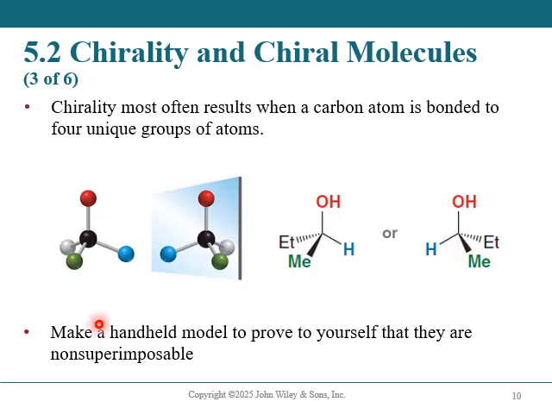Chirality most often results when a carbon atom is bonded to 4 unique groups of atoms. Here, for example, we have a methyl group, that's a CH3, an ethyl group, 2 carbon atoms, a hydroxyl, and a hydrogen. Now, when you have these 4 substituents on one carbon atom, you can place them in one of 2 configurations. This one on the left or this one on the right. It's always going to be one or the other.